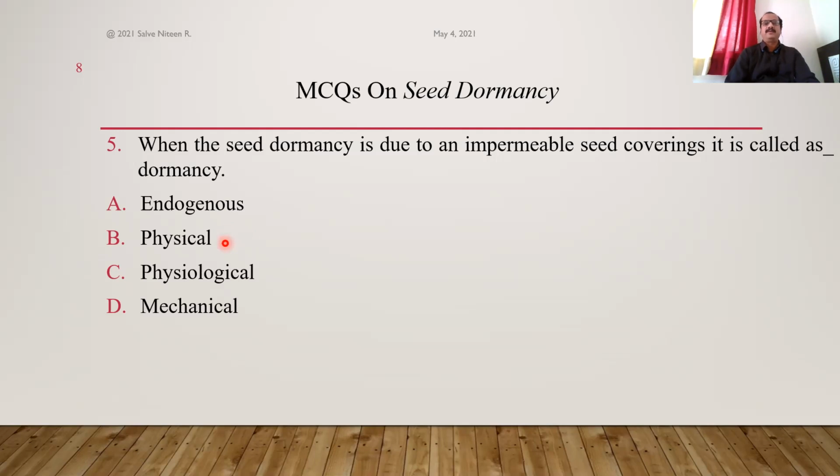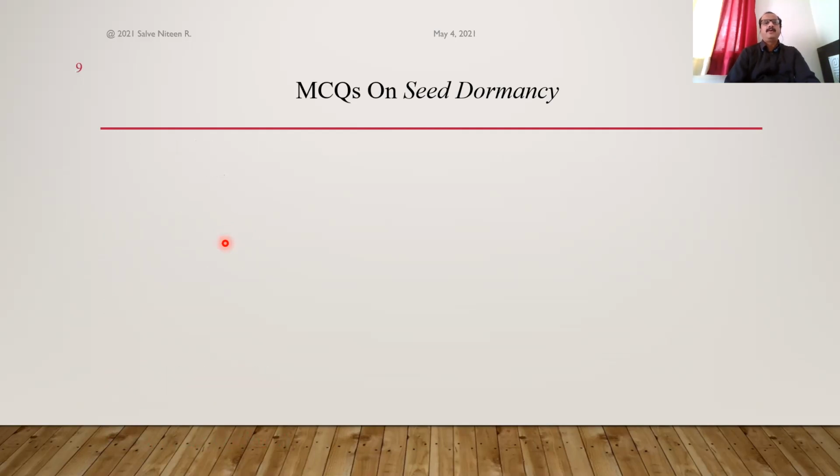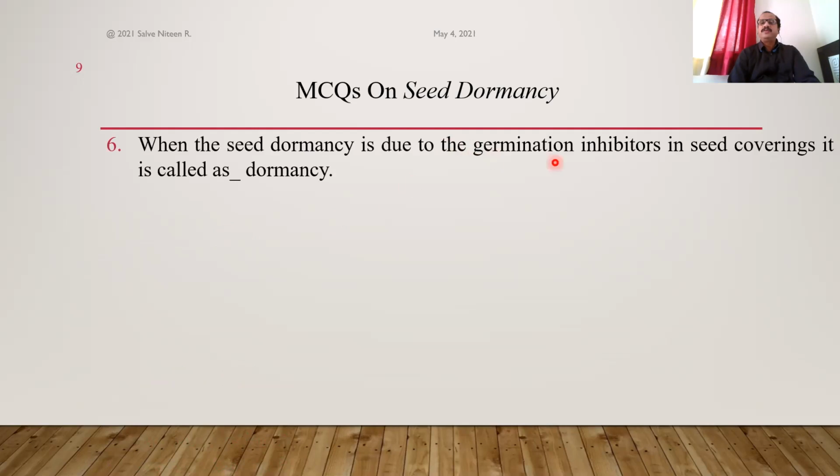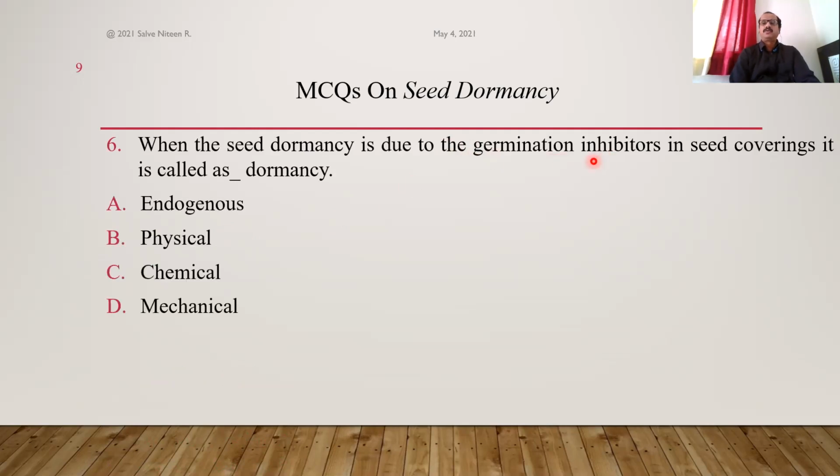B is the answer. Okay. When the seed dormancy is due to germination inhibitors in seed coverings, it is called as? So these substances are chemical substances. These are inhibitor substances which inhibit seed germination, therefore cause seed dormancy when they are present in the seed coverings, again in your seed coat as well as in fruit. Then the dormancy is called as chemical dormancy.